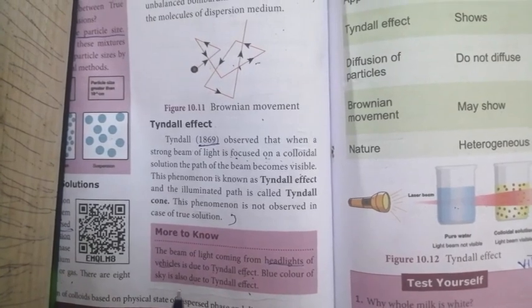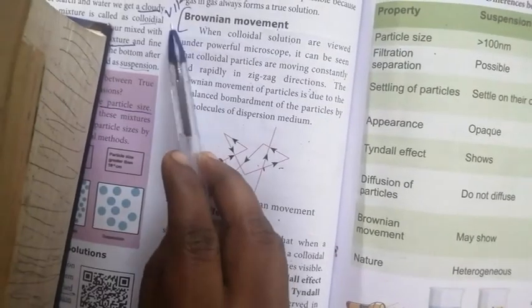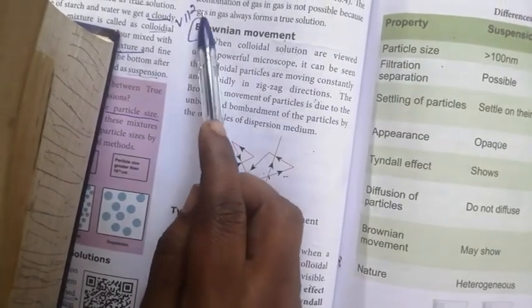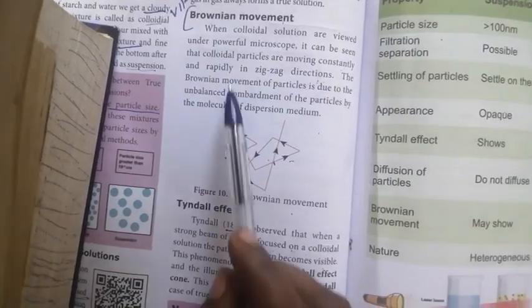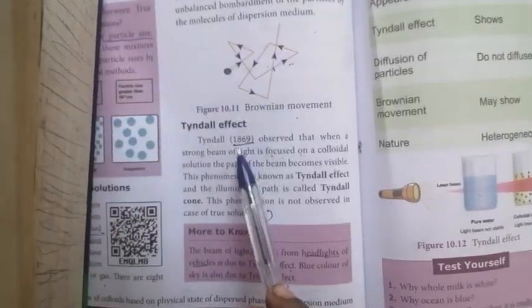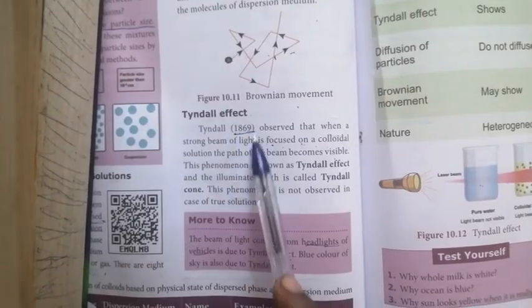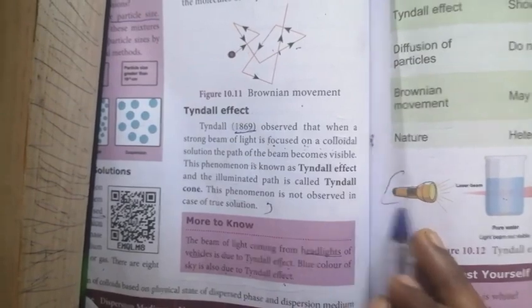Have you understood? So now you mark this question. It is given in the book back questions, Roman numeral 7, second question: Brownian movement and Tyndall effect. Brownian movement, this full paragraph with this diagram, and Tyndall effect, this full paragraph up to true solution. Then you should draw this diagram.